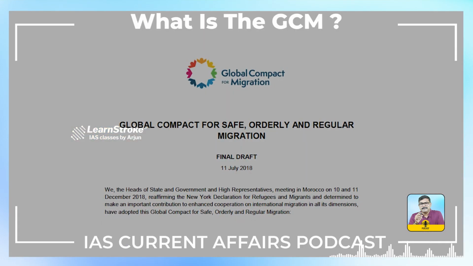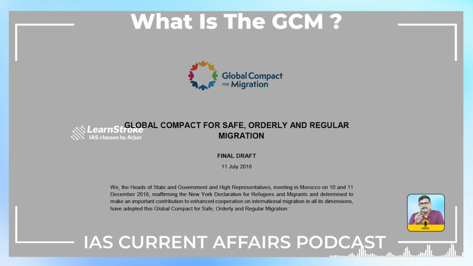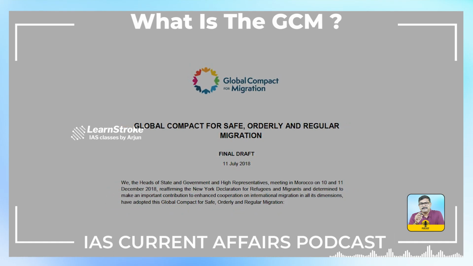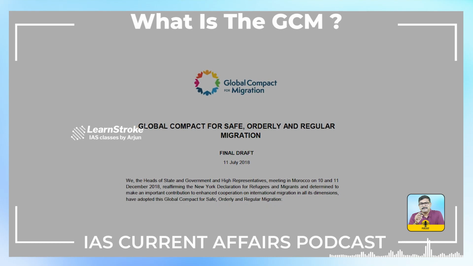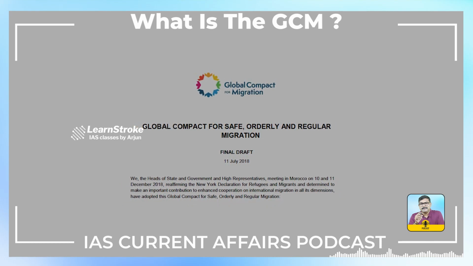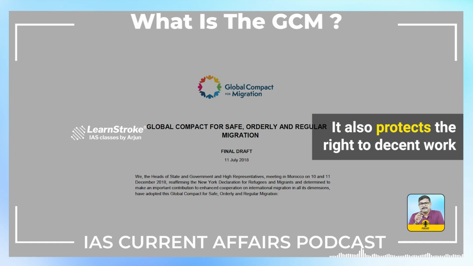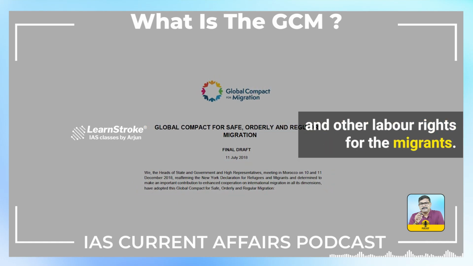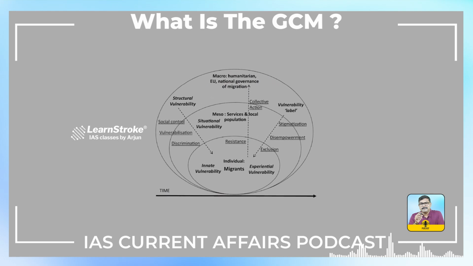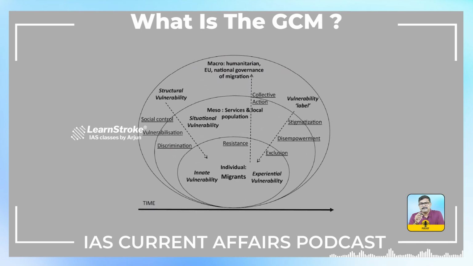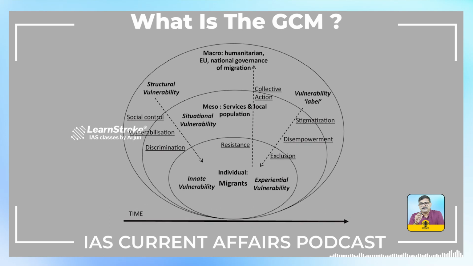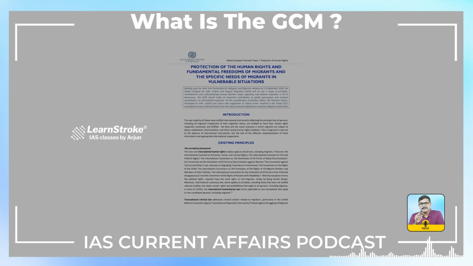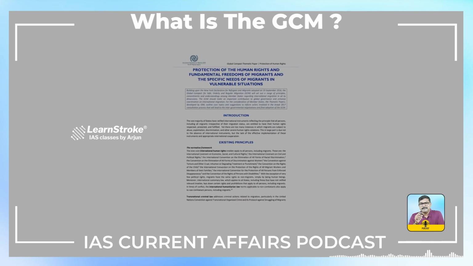Expanding and diversifying availability of pathways for safe, orderly, and regular migration, taking into account the particular needs of migrants in situations of vulnerability, is also addressed. It also protects the right to decent work and other labor rights for migrants. Apart from that, it addresses and reduces vulnerabilities and human rights violations in the context of migration. It also has to protect the right to life in the context of migration.